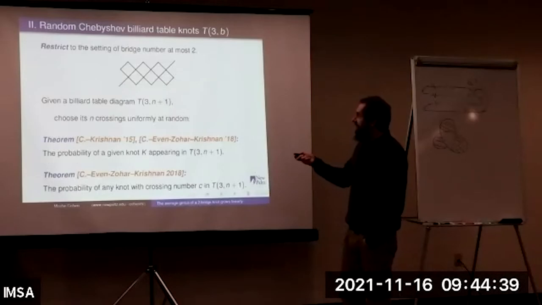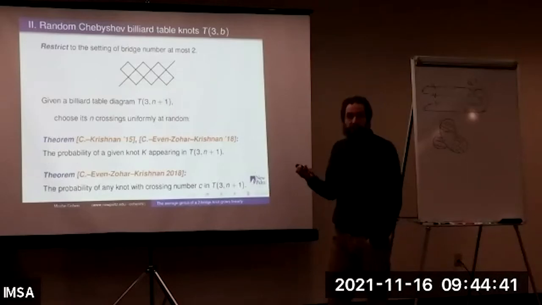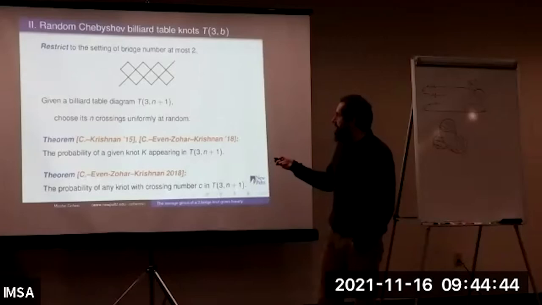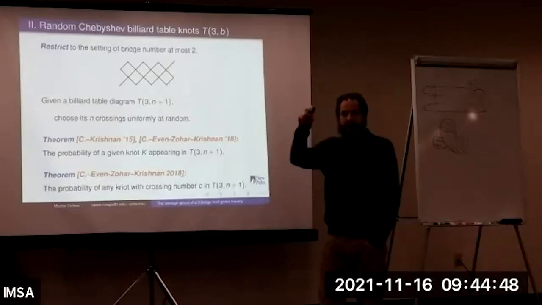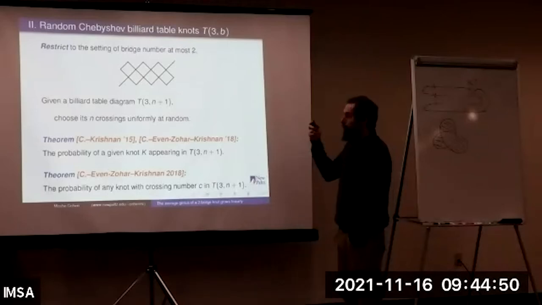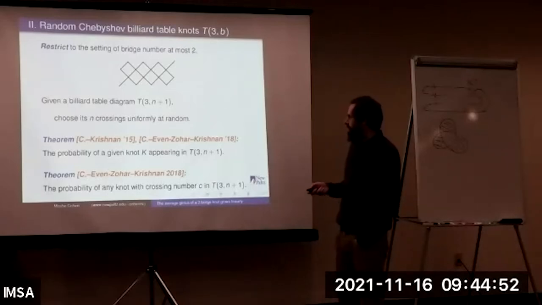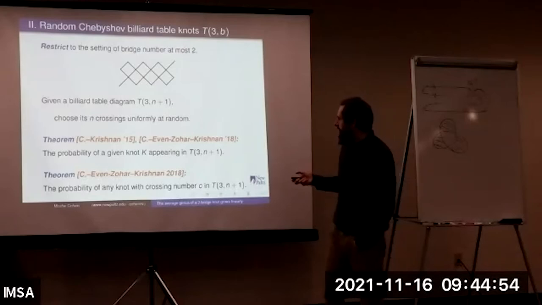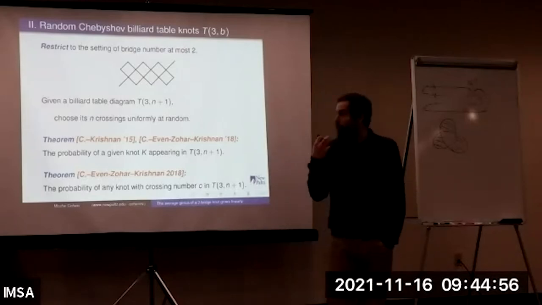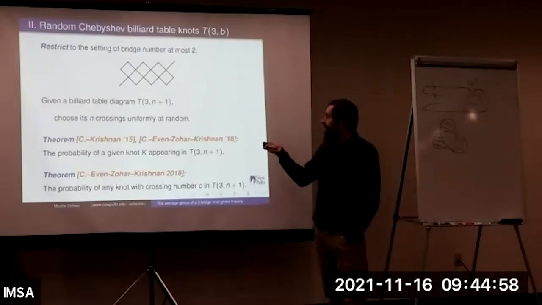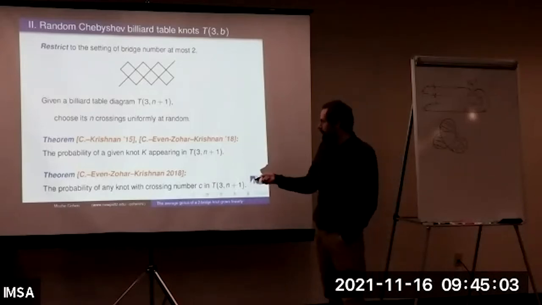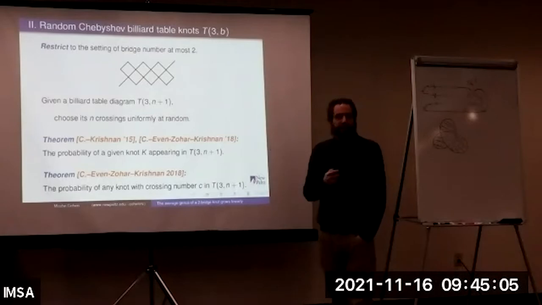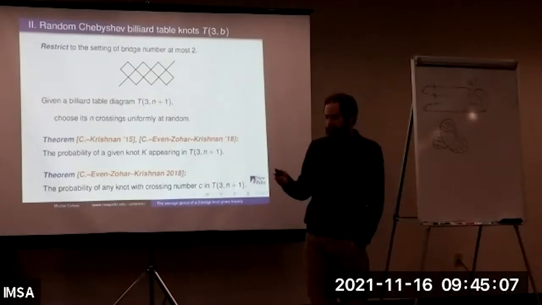What I'm going to do is I'm going to take A equal to 3 to give me 2-bridge knots. And I'm going to take B equal to N plus 1, so I have N crossings. And I'm going to look at a string of N coin flips, or pluses and minuses. So Sundar and Kai and I, we know what the probability of a given knot appearing somewhere in this model is, and we know what the probability of a knot with a given crossing number appearing in this model. But I'm not going to tell you about this.